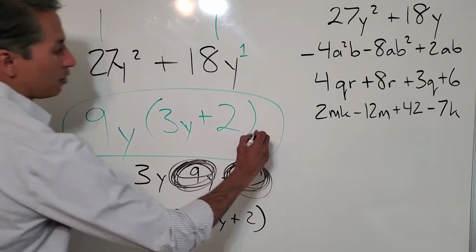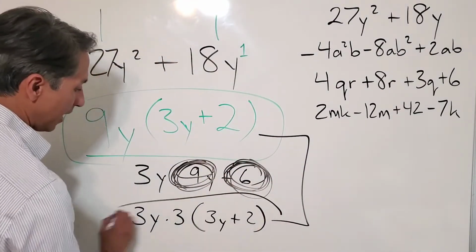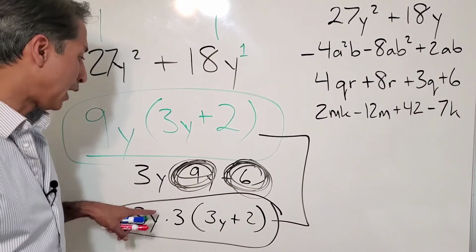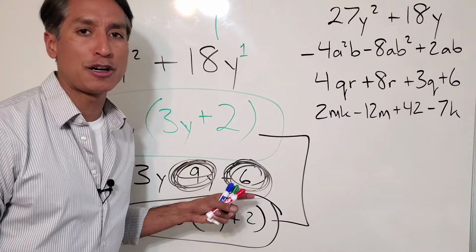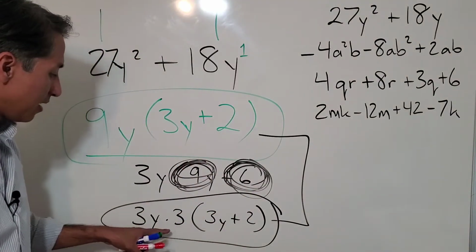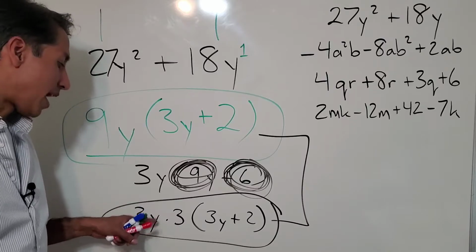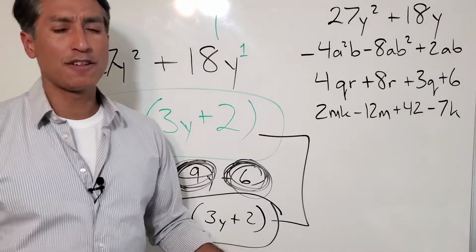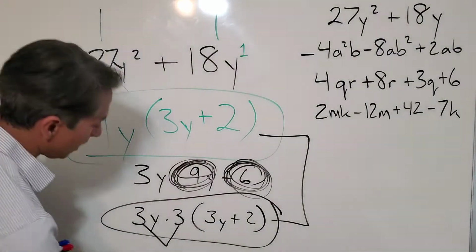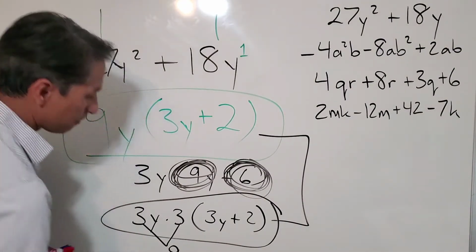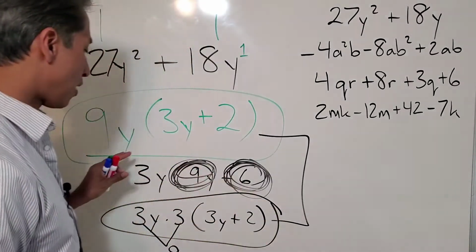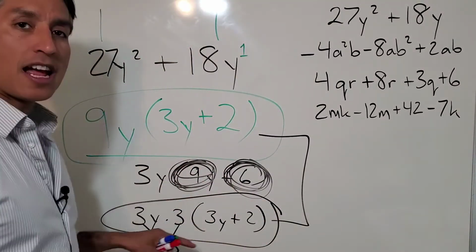Okay, so you do end up with the same answer. You pulled out a 3y initially, and then you realized, oh, dang, there's another number I can pull out. And then you factor that guy out again. Now you have 3 times y times 3. And because of these properties in math, you're allowed to just multiply 3 times 3 and make it into a 9.